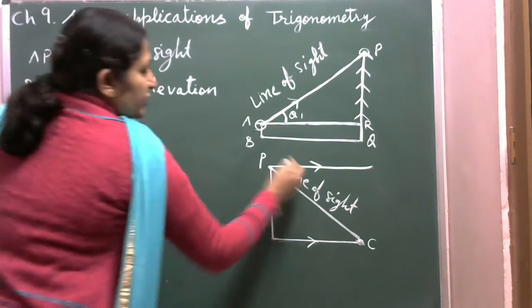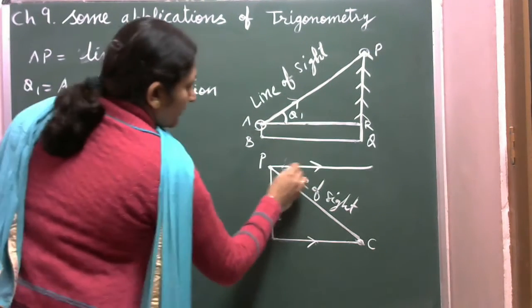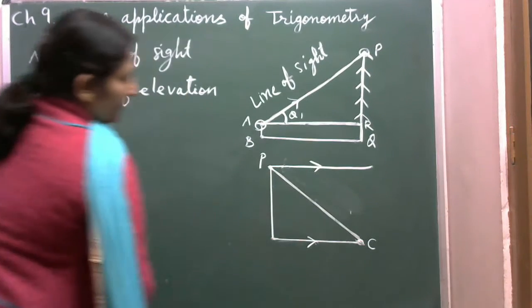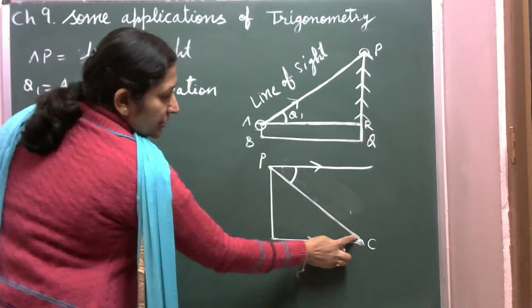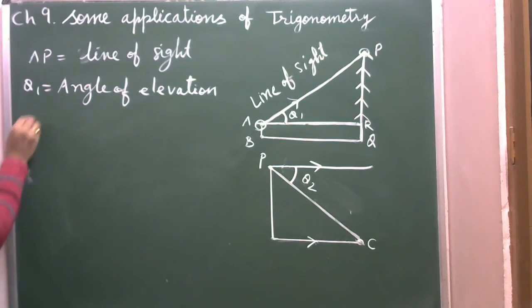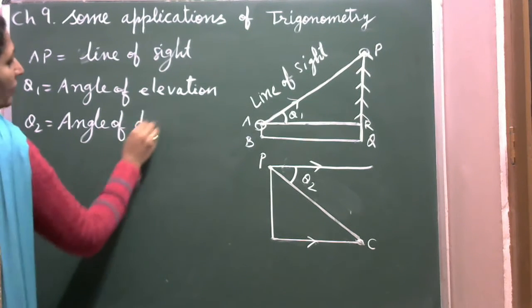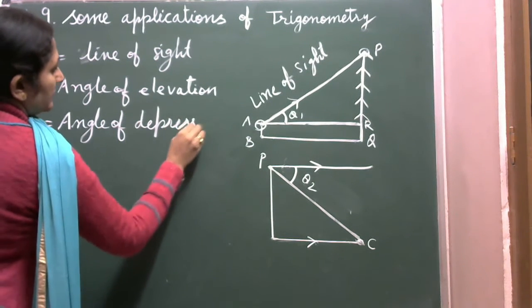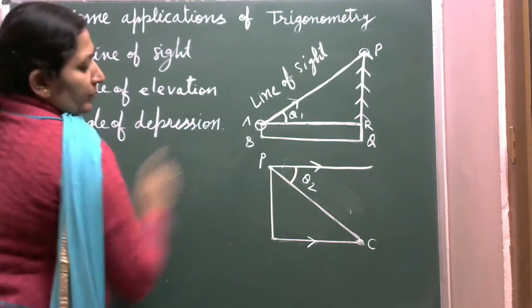Now ये वाला जो एंगल है between line of sight and the horizontal line, let it be θ2. So here θ2 is the angle of depression. नीचे की तरफ जब देखना है तो एंगल ऑफ डिप्रेशन, ऊपर की तरफ देखना है तो एंगल ऑफ एलिवेशन. क्लियर? तो ये दोनों में डिफरेंस है.